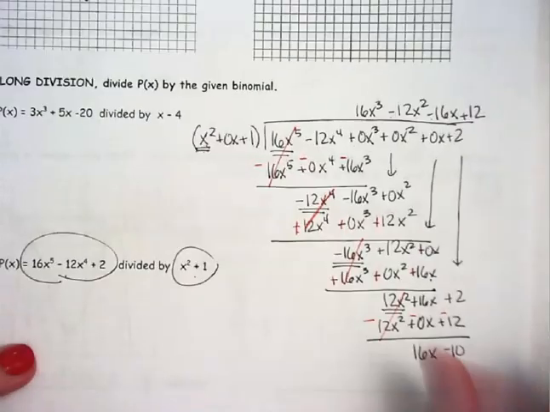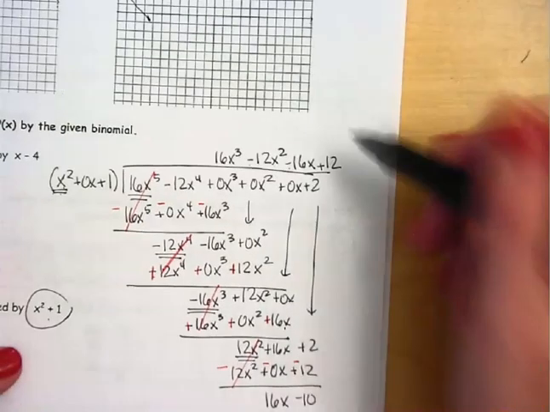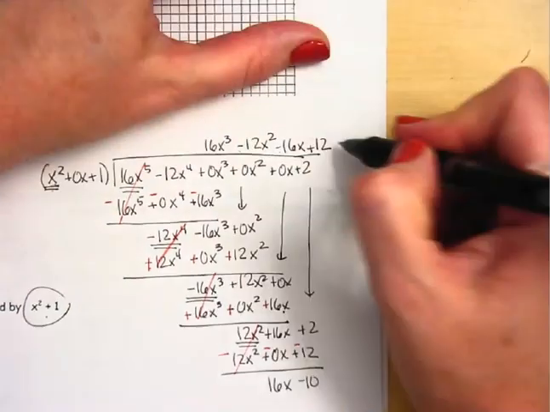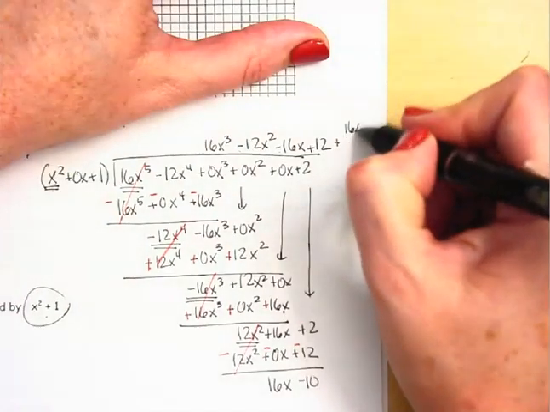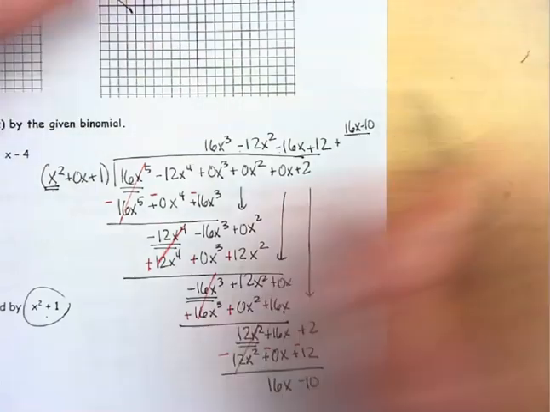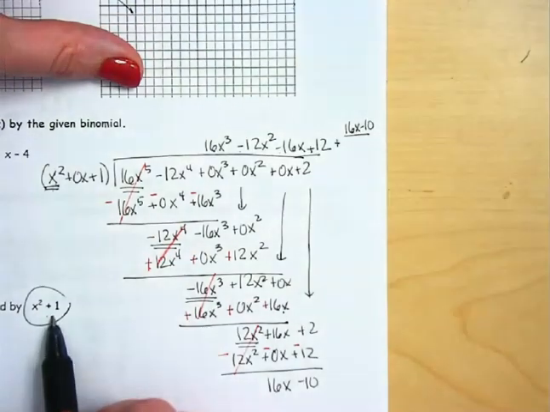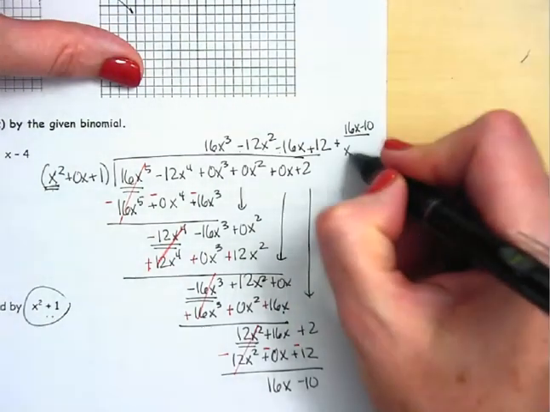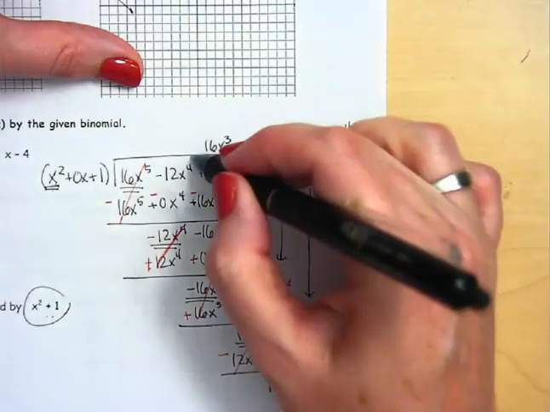This is my remainder. So I take my answer here plus the remainder over the divisor of x squared plus 1. And that is my answer.